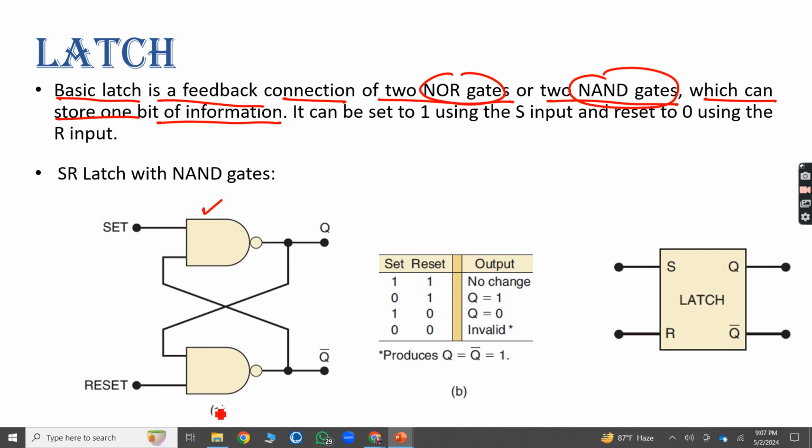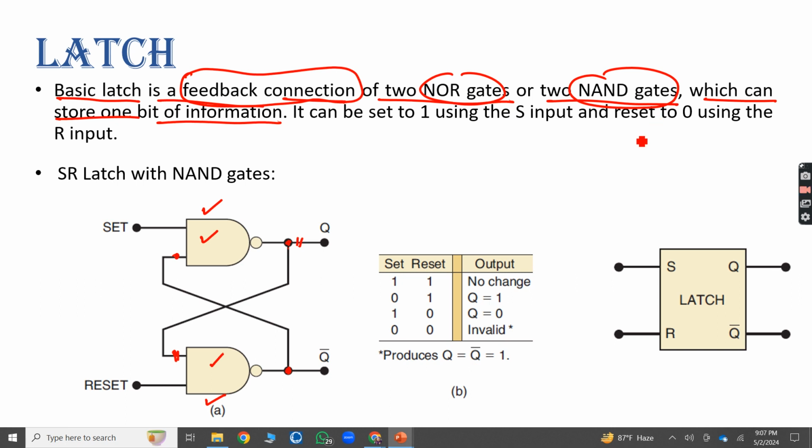So here you can see two NAND gates. This NAND gate's output is connected as an input for the second one, and this NAND gate's output is connected as the input of the other NAND gate. That's why there is a feedback connection. Feedback means you are taking something from the output as an input. So this NAND gate is taking the output of the other NAND gate as input. Similar to that, this NAND gate is taking the other NAND gate's output as the input.